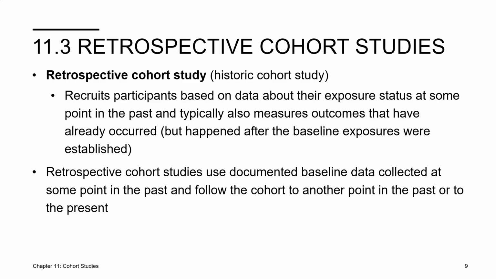A retrospective cohort study is covered in Section 11.3. This is sometimes called a historic cohort study, and here you recruit participants based on the data about their exposure status at some point in the past, and typically also measure the outcome that has already occurred. Really this is like an electronic medical record, perhaps, is what you would use for this, where you can look back and see people's exposure in the past, and you can currently see whether or not they've developed the disease or not. And then you line your study up in that framework.